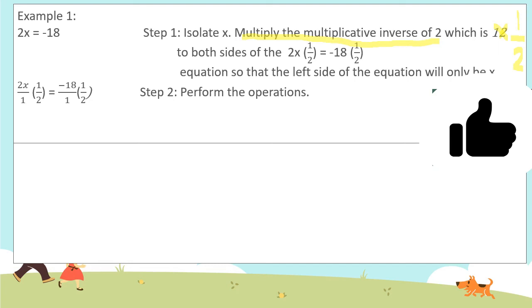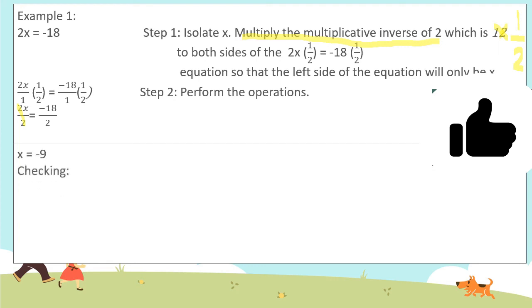So 2x times 1 is 2x, and 1 times 2 is 2, equal to negative 18 times 1, which is negative 18, over 1 times 2, which is 2. Then we need to perform the operations. 2x over 2 is equal to x. Negative 18 over 2 is equal to negative 9. So the value of x is equal to negative 9.